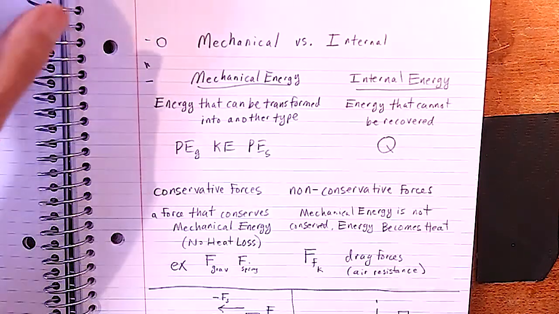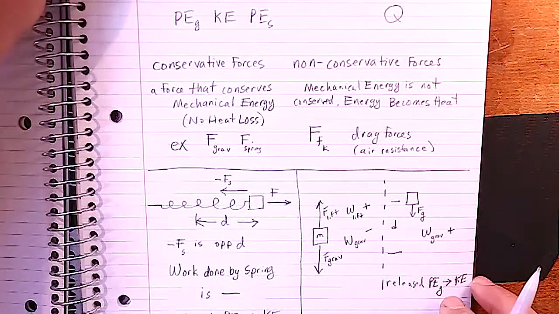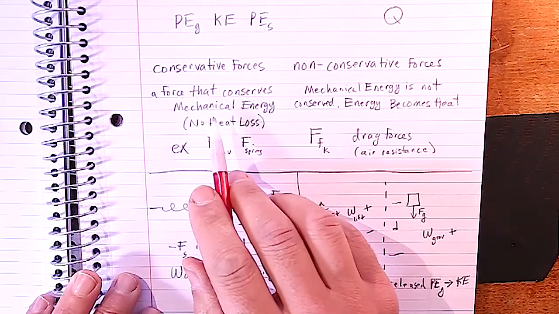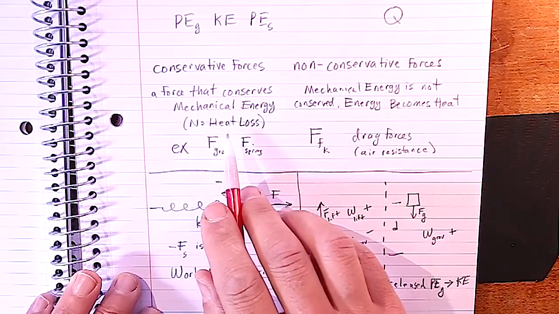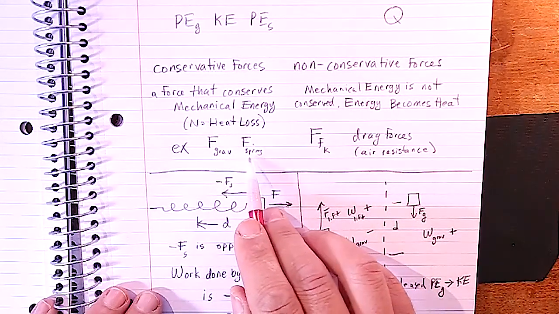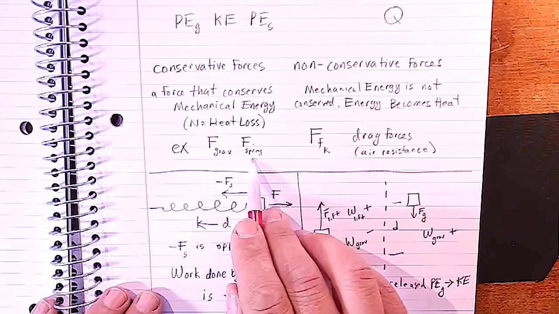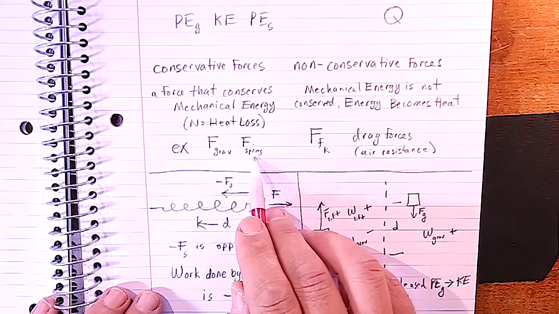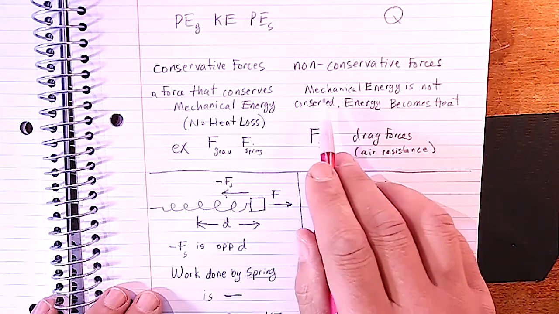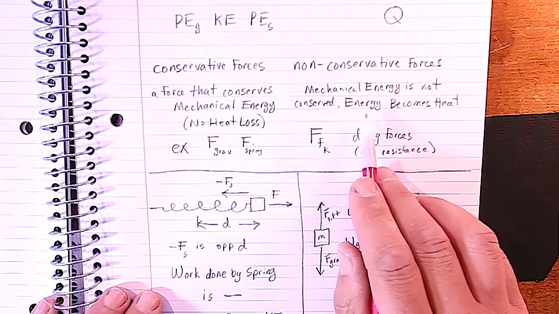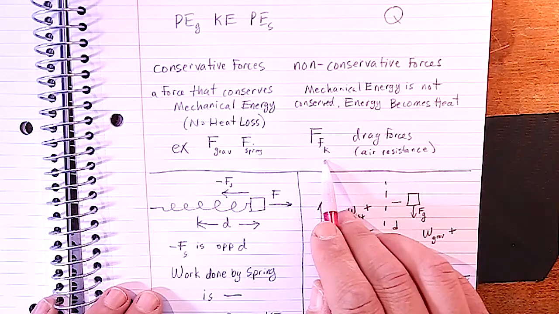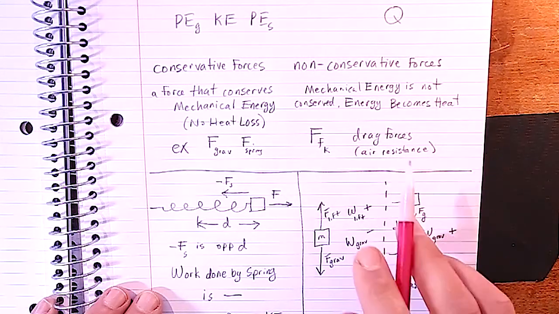So that gets us to the idea of conservative and non-conservative forces. So a conservative force is defined as a force that conserves mechanical energy. In other words, there's no heat loss. And the two main types of conservative forces are the force of gravity and the spring force. These are the forces that can get us our energy back. Non-conservative forces, on the other hand, cannot. So mechanical energy is not conserved because the energy becomes heat. And examples of those are the force of kinetic friction and also drag forces like air resistance.